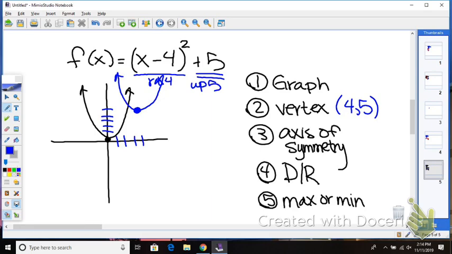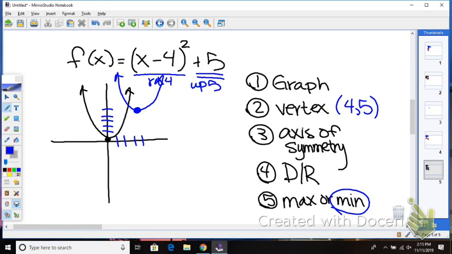If it's positive, it's min. If it's negative, it's max. The highest point would be if it's upside down. Correct. If it's the top, then it's going to be the maximum. If it's the bottom, then it's going to be the minimum. Okay? So this is minimum, so we would circle minimum or write minimum on your test.